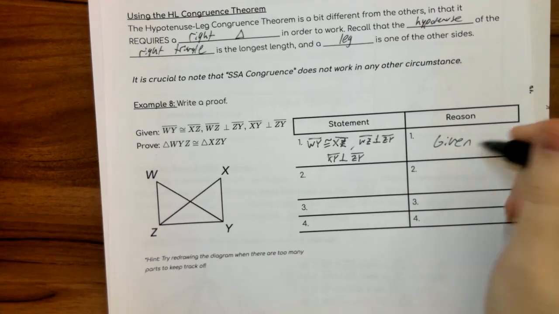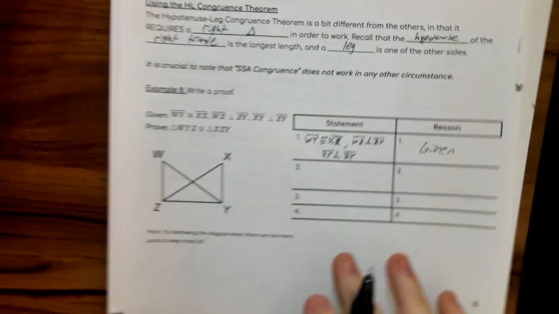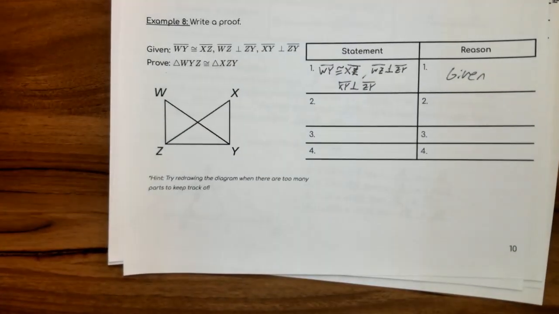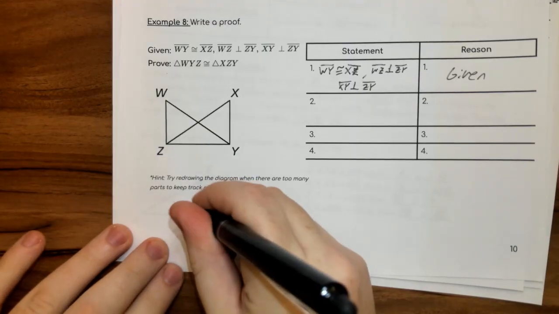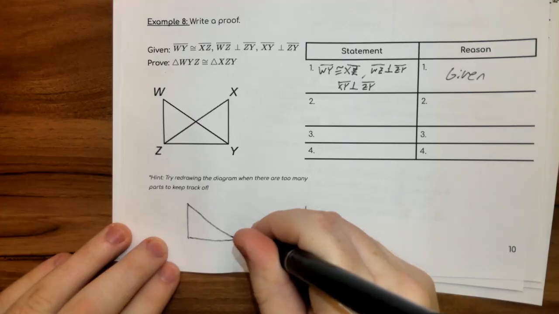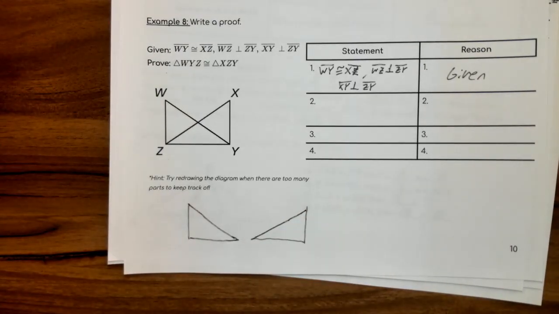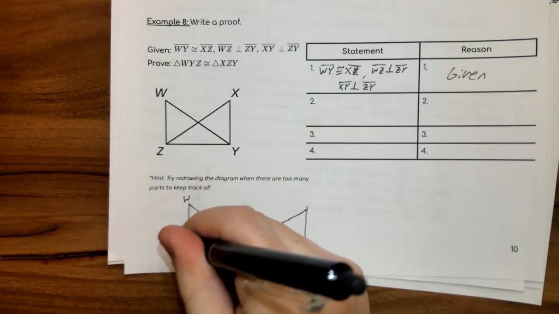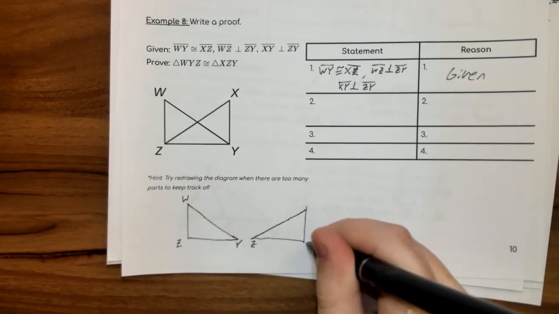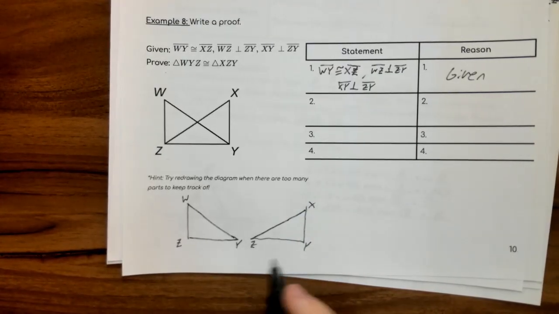This diagram is very confusing because the triangles have some overlap. So here's a hint to help you if the diagram is a little bit rough or confusing. I recommend redrawing the diagram as 2 separate triangles if there's too many parts to keep track of. The only tough thing with drawing it like this is you don't see what line segments are shared by the triangles. So we just have to keep in mind that line segment ZY here is on both triangles, so that's a shared line segment.